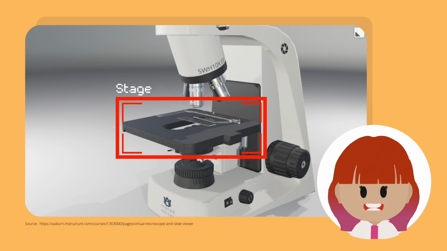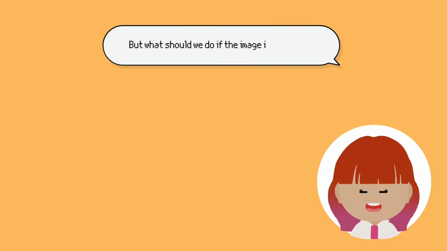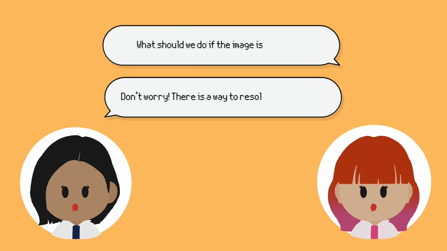To view a specimen, it is placed on a stage, a flat platform designed to support the slides. This is also where the stage clips are located, to hold the slides in place. But what should we do if the image is not clear? Don't worry, there's a way to resolve this problem.